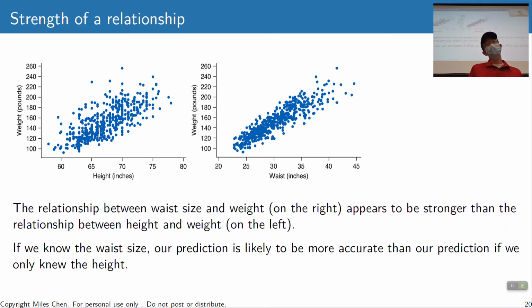And the idea is, if we gave you a value of 30, how well do you expect your prediction for y to be? If we gave you some number, how precise can you expect your prediction to be? So here we're looking at, is there a relationship between someone's height and how much they weigh, and someone's waist size and how much they weigh.